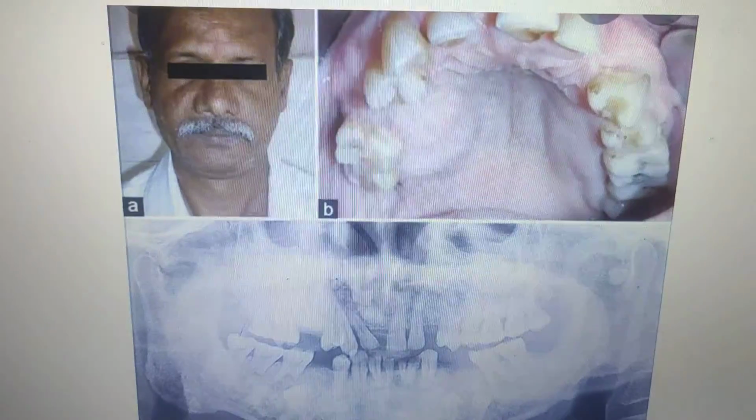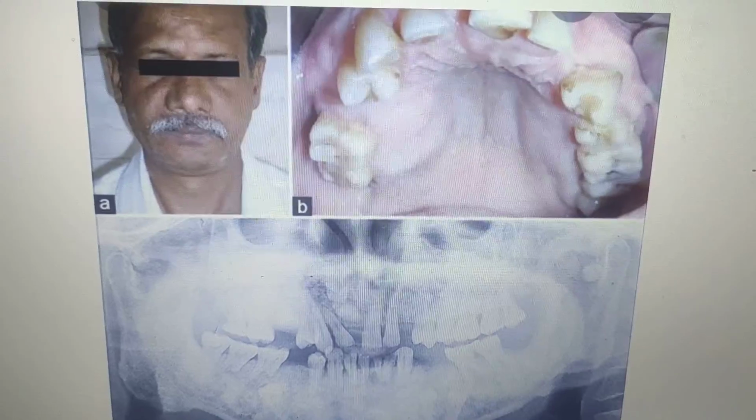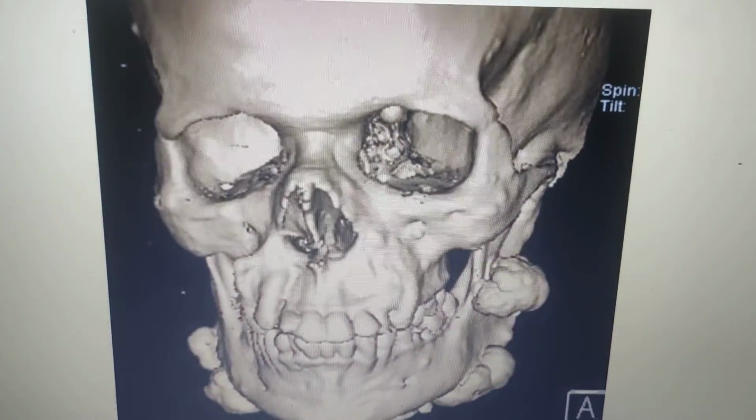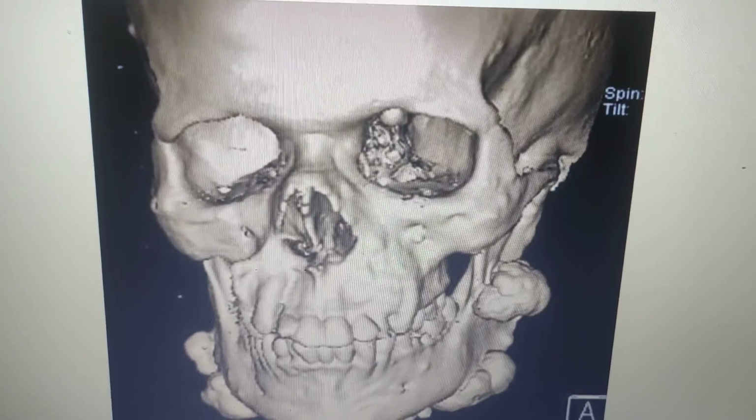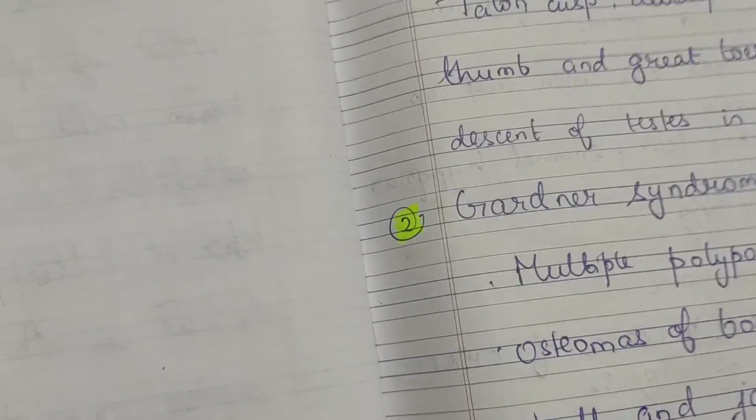This is sebaceous cyst of the skin. This is impacted supernumerary teeth, permanent or supernumerary teeth. This is polyposis of intestine, and this is, you can see, osteomas of long bones including skull and jaw. So this is about Gardner syndrome.